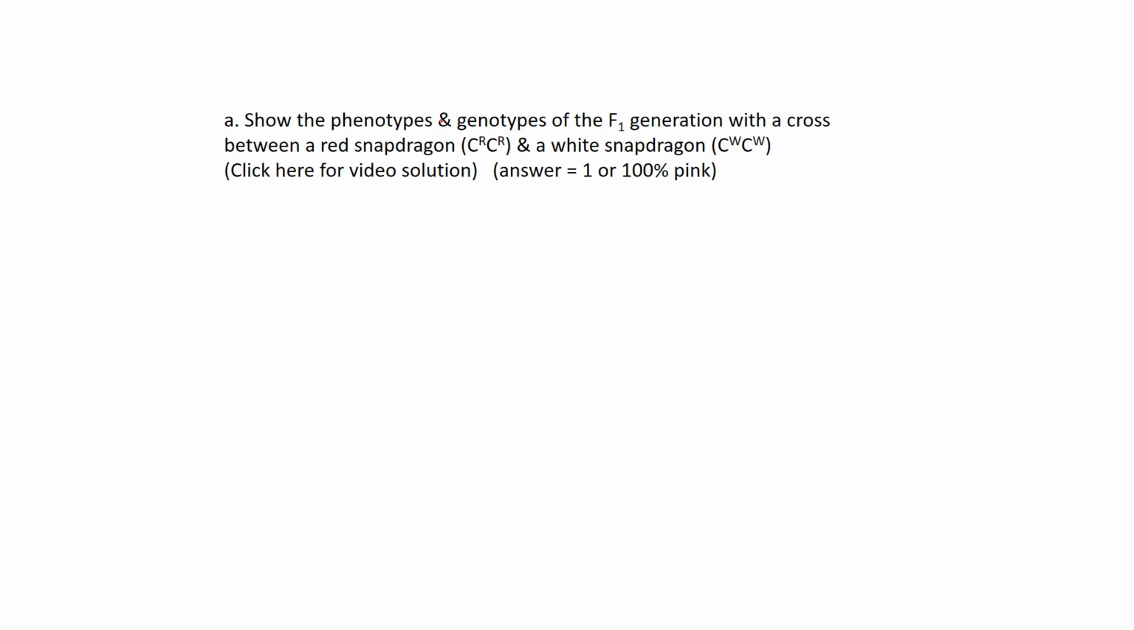It says, show the phenotypes and the genotypes of an F1 generation of a cross between a red snapdragon with a CRCR and a white snapdragon with a CWCW. Now, based on the information we provided before, if you just look above this question, it gave you some legends already. It said if you have a CRCR, this is going to be red. If you have a CWCW, this is going to be a white flower snapdragon.